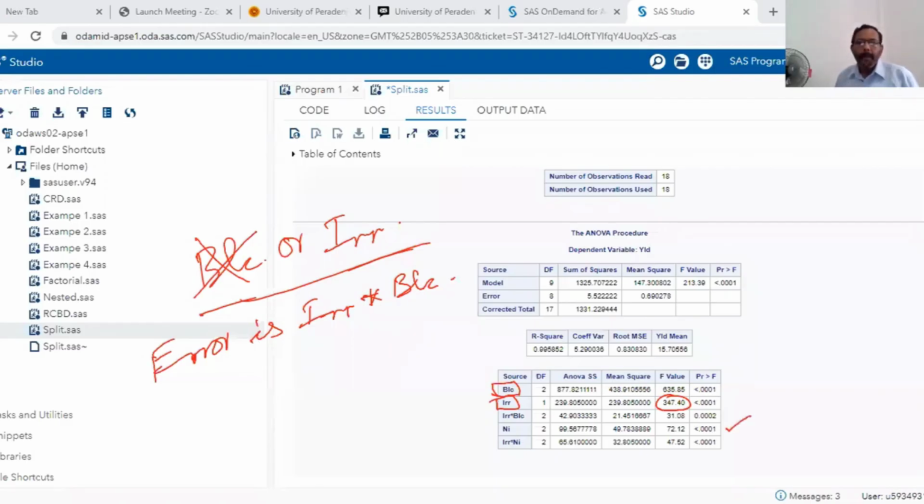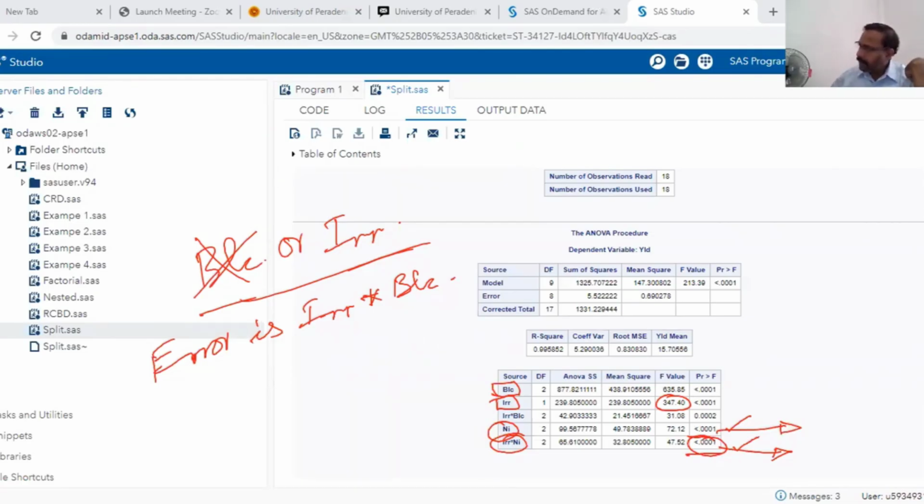Nitrogen, irrigation into nitrogen, that is also significant, no problem. Here in this split plot, not like in factorial, if the interaction is significant, we take that also into consideration. If the nitrogen and irrigation interaction is significant, we consider that, right? Because it is a large plot, small plot difference.